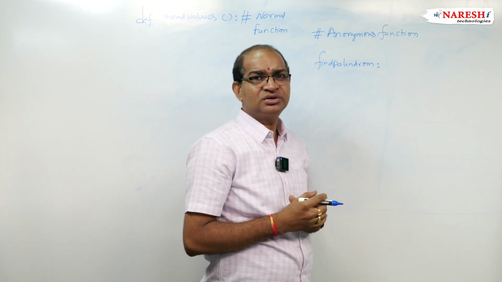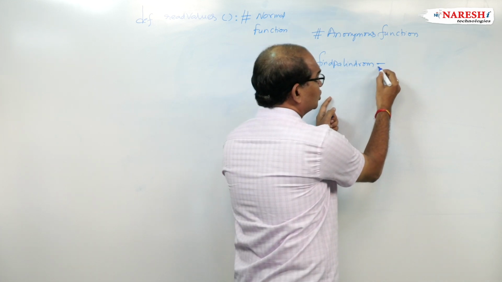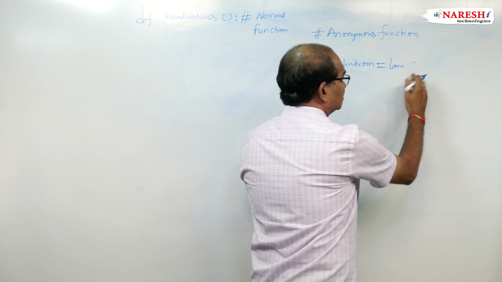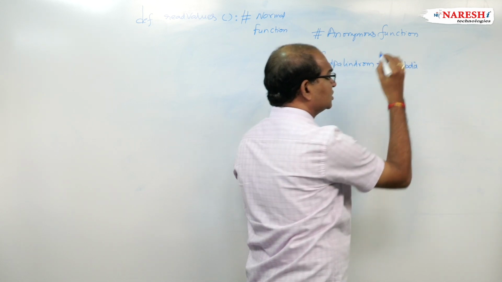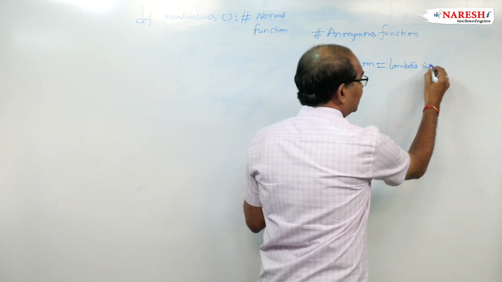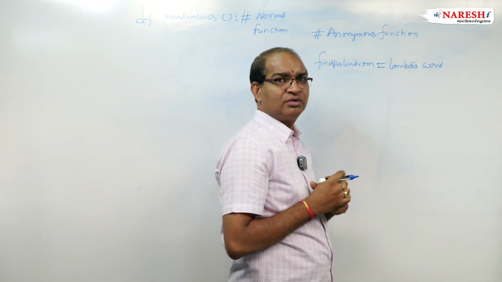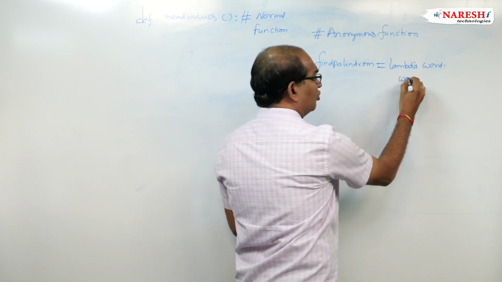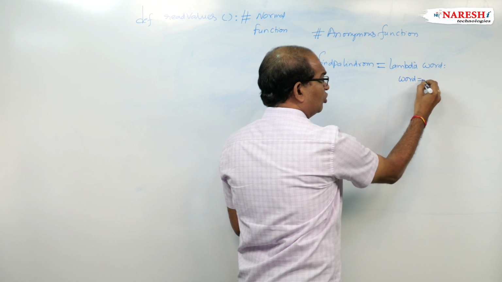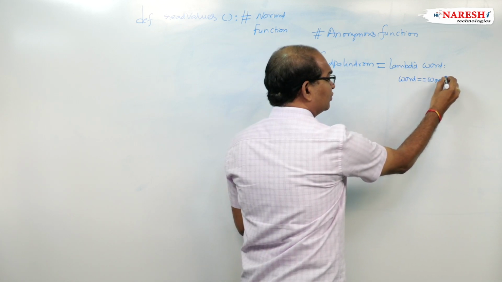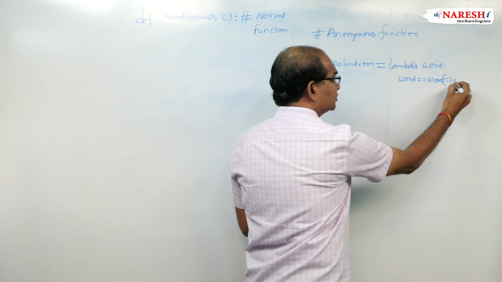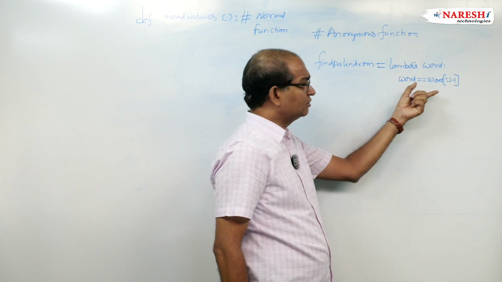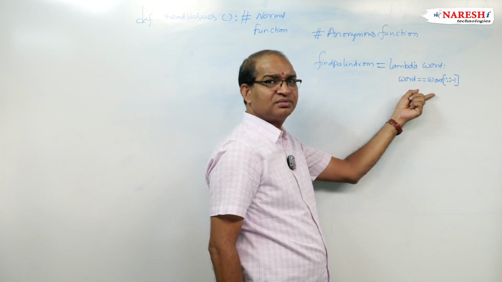Generally, palindrome logic is: find palindrome is equal to lambda. Lambda is a keyword. There I will take one word, colon, I'll write word is equal to word of extended slicing. This is called palindrome logic, but here I will use a ternary operator.